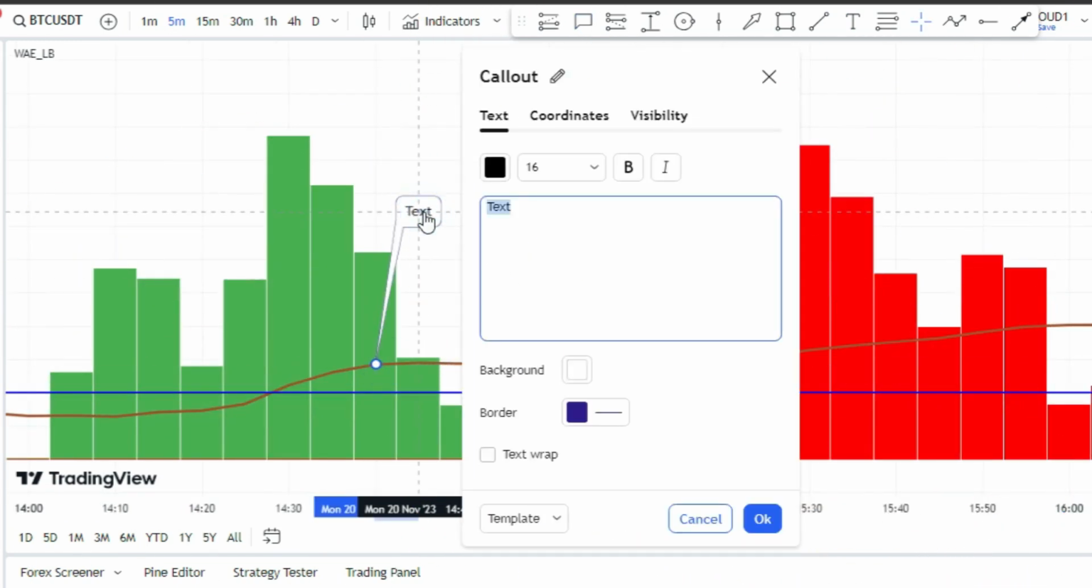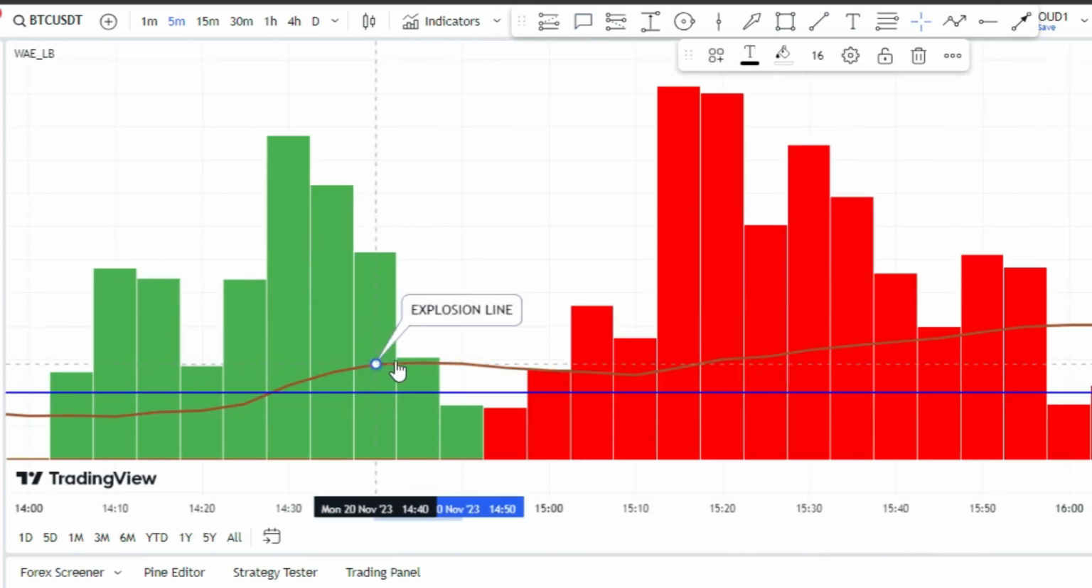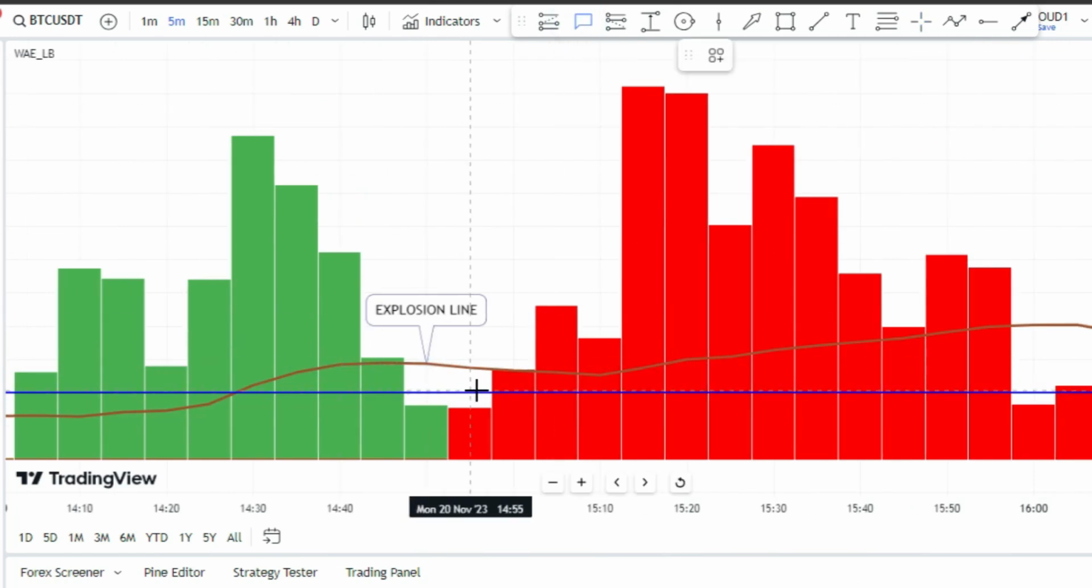On the flip side, if we get a sell signal and there's a red bar on the histogram above both the explosion line and the dead line, that's a high potential sell signal.